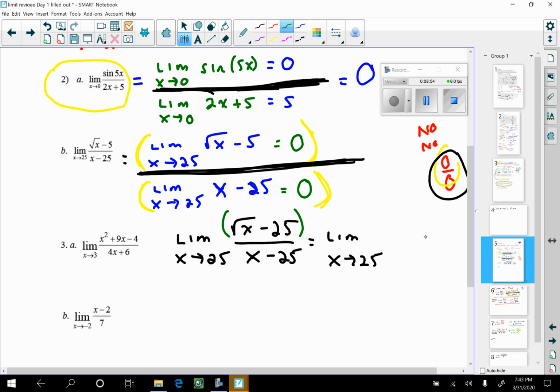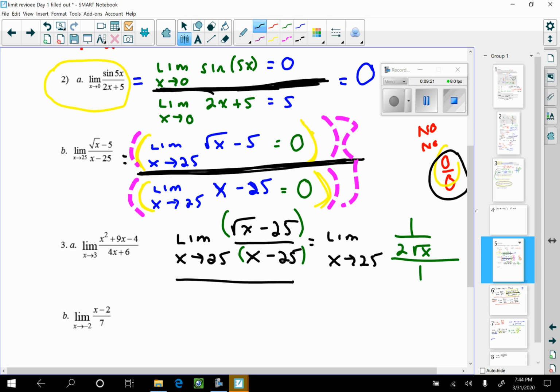Let's see, what is that? Oh, yeah, it is 1 over 2 square root of x. The derivative of 5 is 0. And now what's the derivative of the bottom? The derivative of x minus 25 is 1. So this limit, because I have these two separate entities, I can employ L'Hopital's rule, and I can write this limit as that, and now I'm going to evaluate that limit.